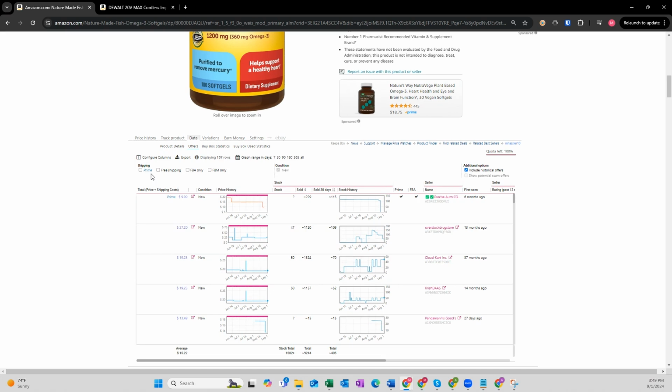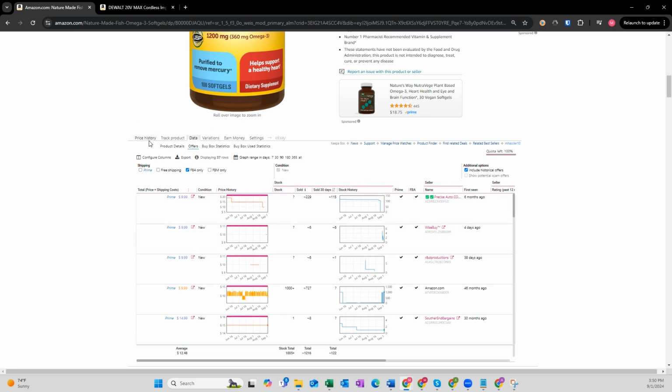And then don't be like me. Make sure you click Prime only. You could do FBA only, I guess would probably be a slightly safer route, but we don't want to include any FBM sellers as they can adjust their stock to sell elsewhere, and it's less likely to be realistic. So we'll click FBA only.